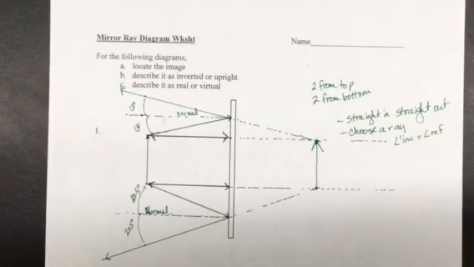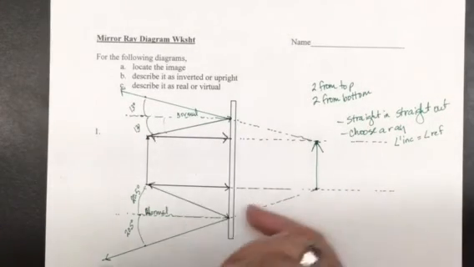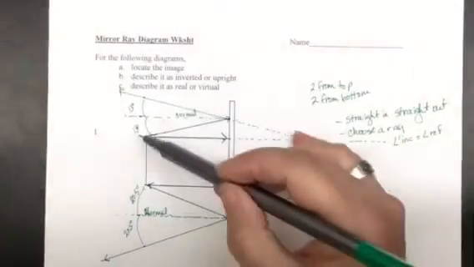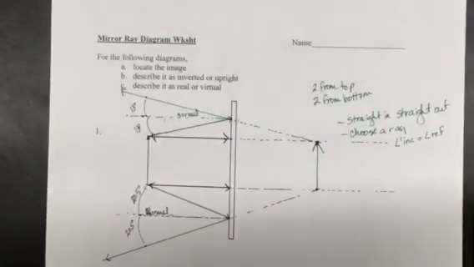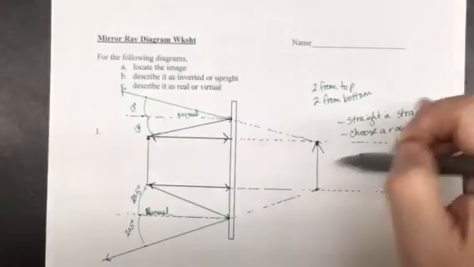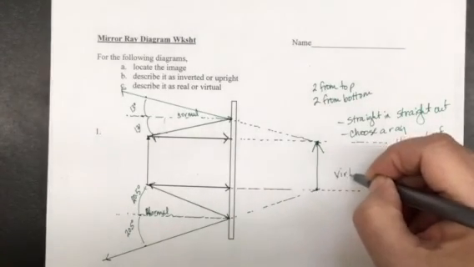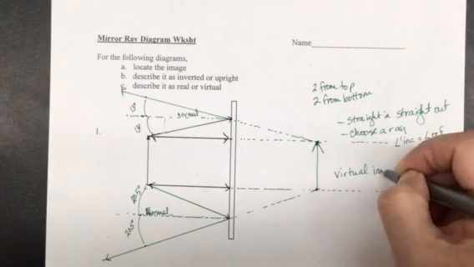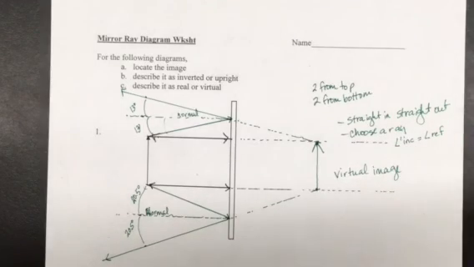So you should have four rays when you're done. You should have two with equal angles, and you should have two that go straight in, straight out, and then dotted behind the mirror, because this is a virtual image because it's in the mirror.